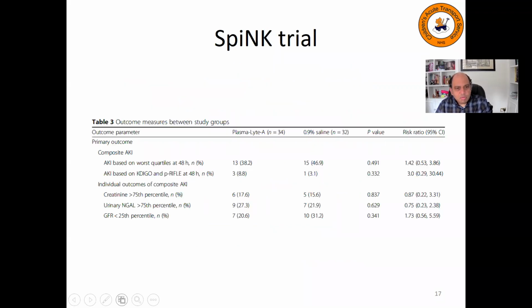And if you just move on, thank you. Their main outcome, as you know, was composite incidence of acute kidney injury, and there was really no difference. So again, comparing 34 patients given Plasma-Lyte versus 32 patients given 0.9% saline, there was no difference in the primary outcome of interest, acute kidney injury.